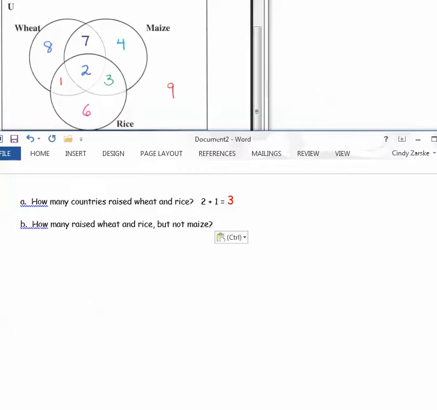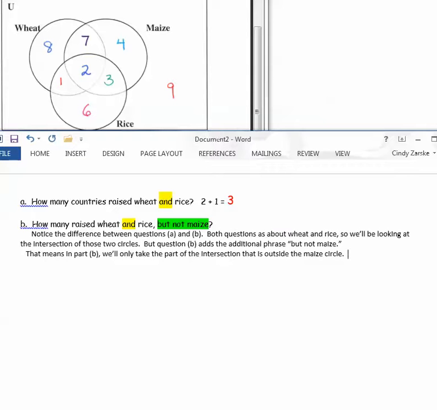Next question, how many raised wheat and rice but not maize? Notice the difference between questions A and B. Both questions ask about wheat and rice, so we'll be looking at the intersection of those two circles. But part B adds the additional phrase, but not maize. That means in part B, we'll only take the part of the intersection that is outside the maize circle. So we would only take this region and say 1.